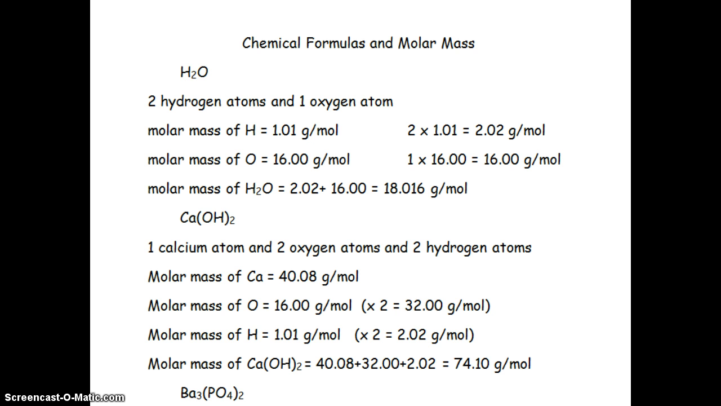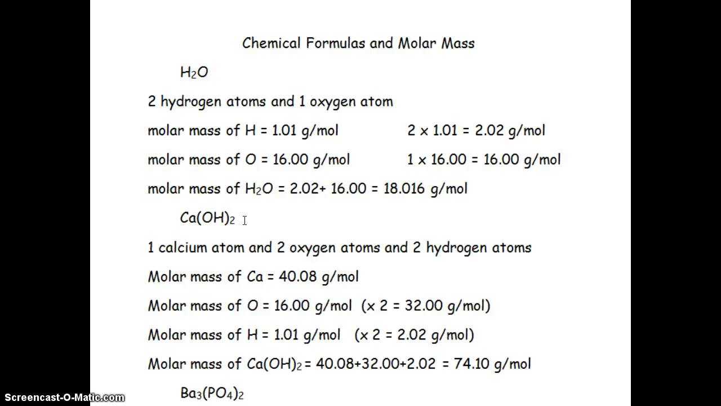In calcium hydroxide, you'll notice that there's a parentheses followed by a subscript. Whenever you see a parentheses in a formula like this, the number in the subscript applies to all the atoms within the parentheses. So in the case of calcium hydroxide, a molecule of calcium hydroxide contains 1 calcium atom, 2 oxygen atoms, and 2 hydrogen atoms.